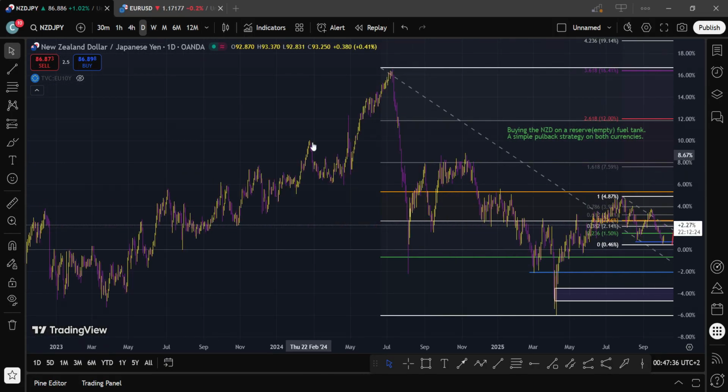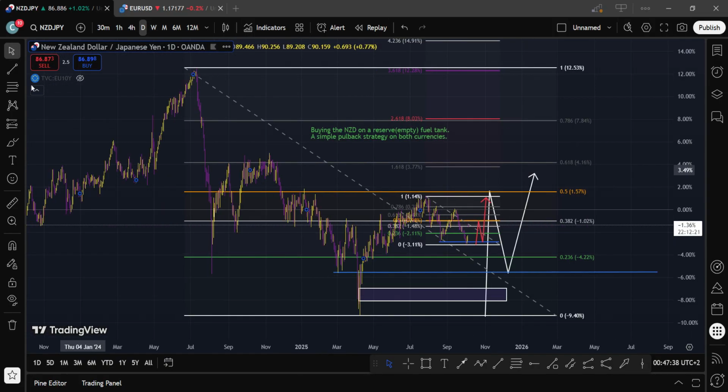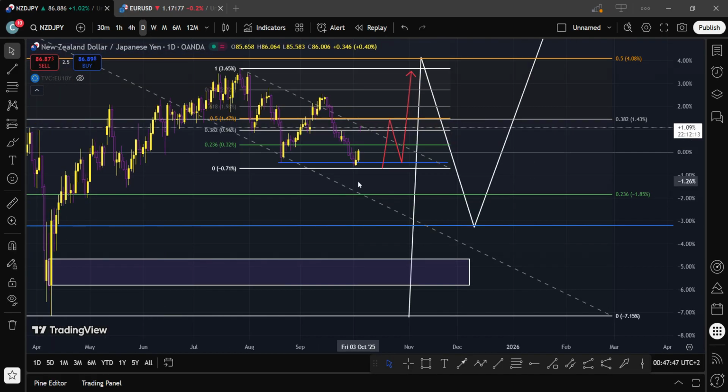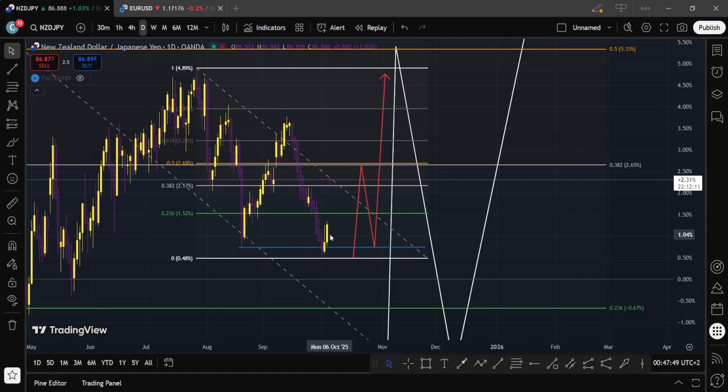On this episode, on the previous episode, I talked about the New Zealand dollar and the Japanese yen. So here we are seeing a turnaround that I was waiting for. So this is a short-term trade. But at the same time, I believe it will continue.